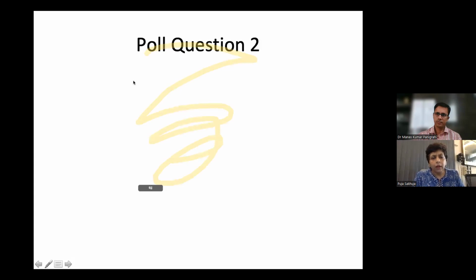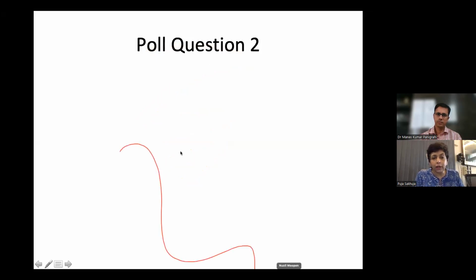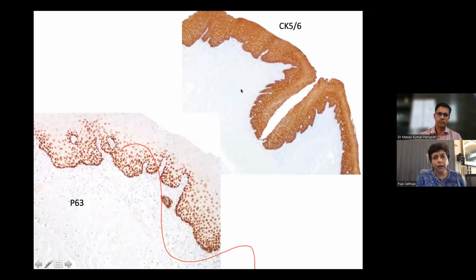So the correct answer is actually something that nobody has picked. It is nuclear P63. CK20 is a cytoplasmic stain, but is seen in the lower GI tract. Cytoplasmic P40 is wrong. P40 is an immunostain that will stain the squamous epithelium, but it is nuclear, not cytoplasmic, and therefore not all of the above. So the correct answer, in fact, is nuclear P63. We can finish with this poll now. So this is an example. You can close this poll now.